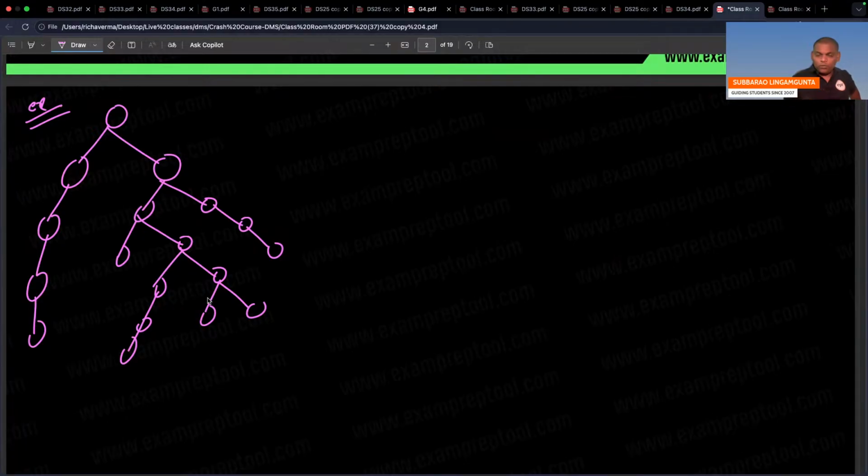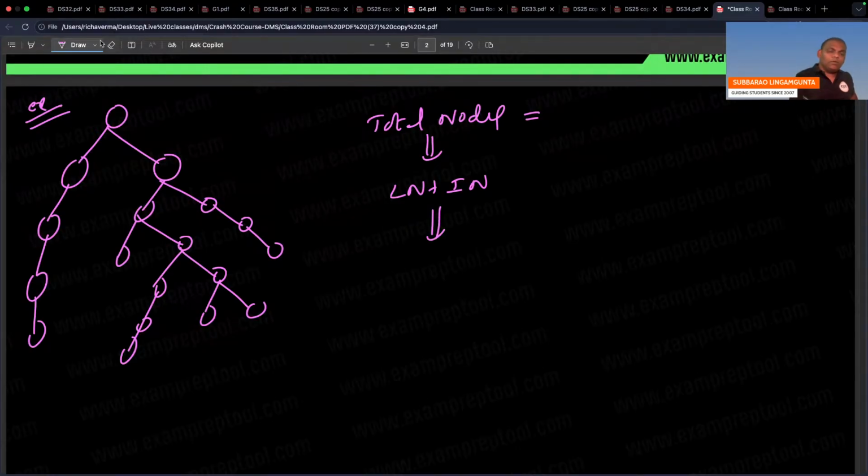If you observe clearly, I just want to calculate total nodes. Check here. I am going to use the same formula again. Total nodes means leaf nodes plus internal nodes. There is one more formula, we will do that also. Please check in this. Who are leaf nodes?